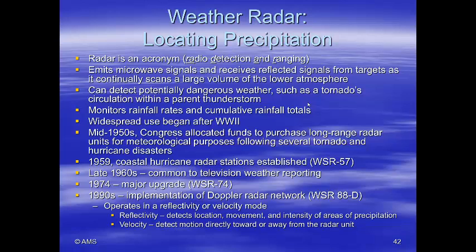How do we predict when the rain is coming? We use the weather radar. And radar is an acronym for radio detection and ranging. So what happens is we send out microwave signals. They reflect off the cloud and come back. We know how fast they're going. We measure the time it takes for the signal to go, reflect off the cloud, and come back. And we can tell how far away they are.